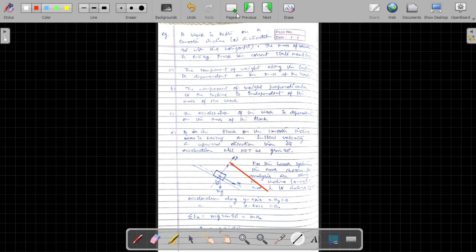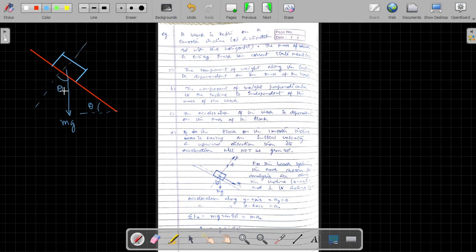In this particular question, we have a block. The block is kept on an incline. We are told that the mass of the block is 0.5 kg, and the incline is smooth, and the angle of inclination is given to us. So we know that if the angle of inclination is some theta, then the angle the gravitational force makes with the normal is also going to be theta.